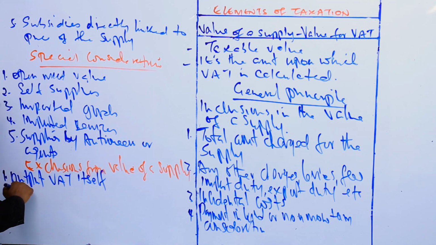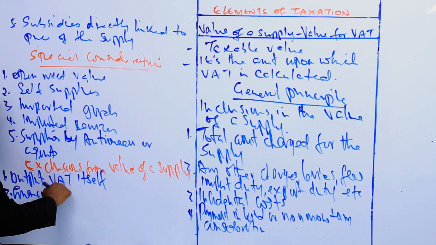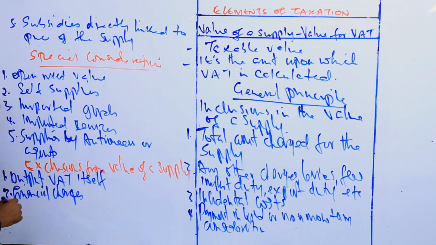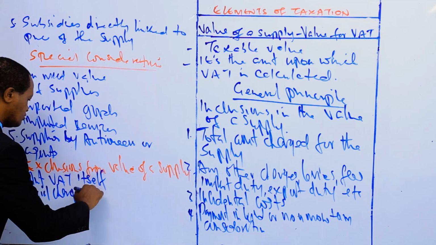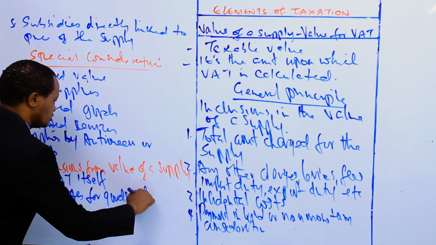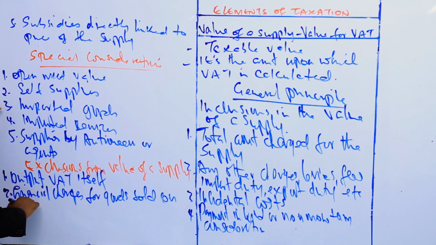Number 2, financial charges for goods sold on credit. Now, this typically refers to interest or financing fees charged for deferred payments separate from the core price of the goods. That is also excluded from the value of a supply.